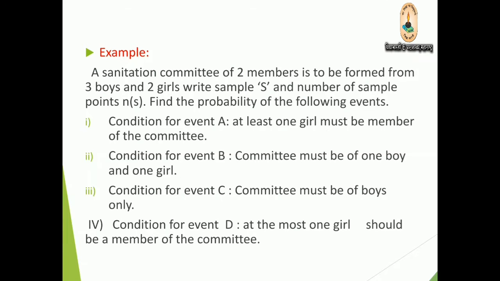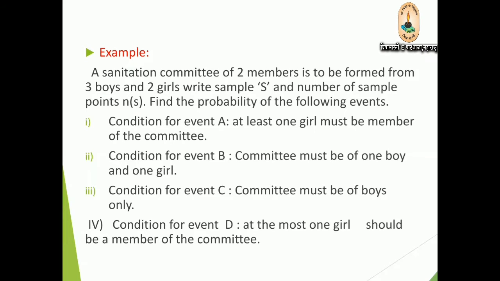Let's solve some examples. Example number 1. A sanitation committee of 2 members is to be formed from 3 boys and 2 girls. Then write the sample space and number of sample points. Find the probability of the following events.